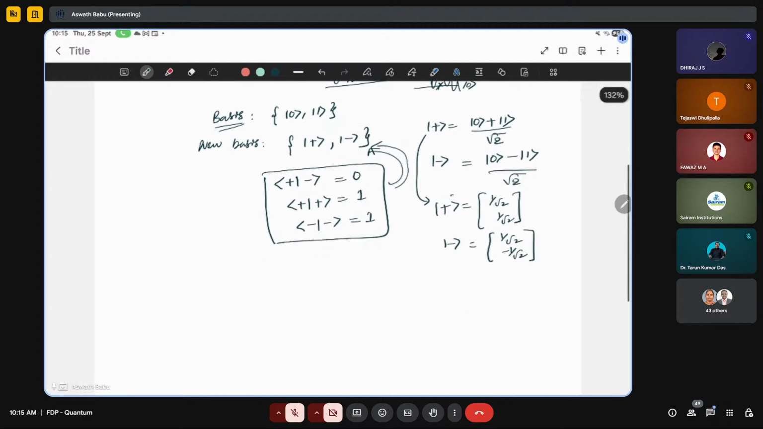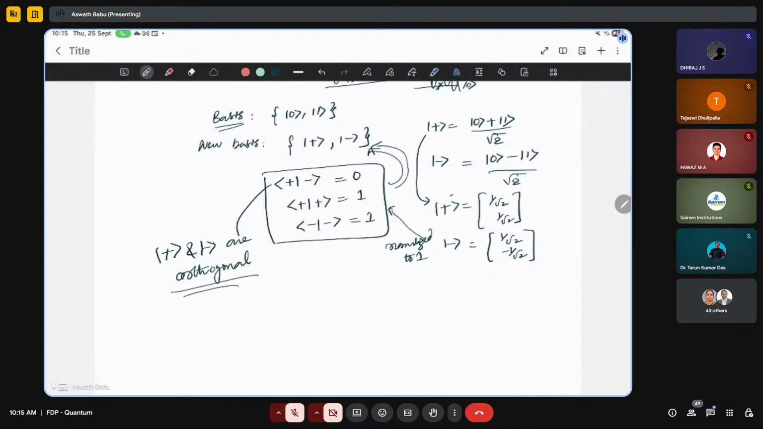Okay, their length is 1, normalized to 1, and they're orthogonal. Plus ket and minus ket are orthogonal, means they're perpendicular to each other.